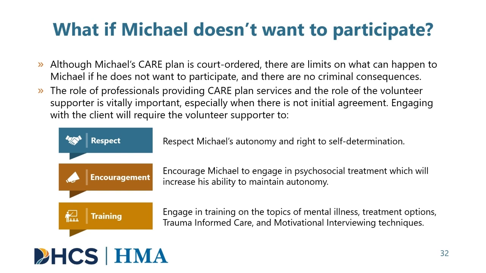Engaging with the client will require respecting Michael's autonomy and right to self-determination. On some levels, Michael knows what's best for him, but he may not have the insight to have the full picture of the direction he's going in. It's important to respect Michael's autonomy and at the same time encourage him to engage in psychosocial treatment, which will increase his chances at maintaining that autonomy. This is a complex process, but there are many opportunities to engage and allow for the impact of the black robe effect.